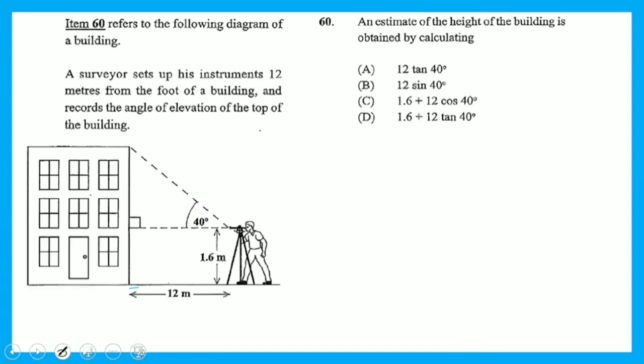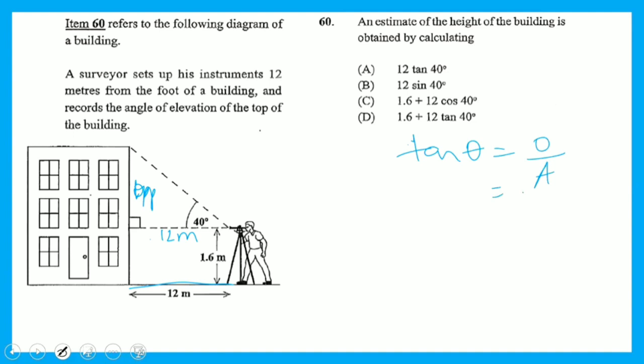All right, please note that if this is 12 meters, then this is also 12 meters. All right, so we have the adjacent side of this right angle triangle, and we want the opposite side. Adjacent and opposite, which ratio involves both of those? That's going to be tan theta. So tan theta is equal to opposite over adjacent.